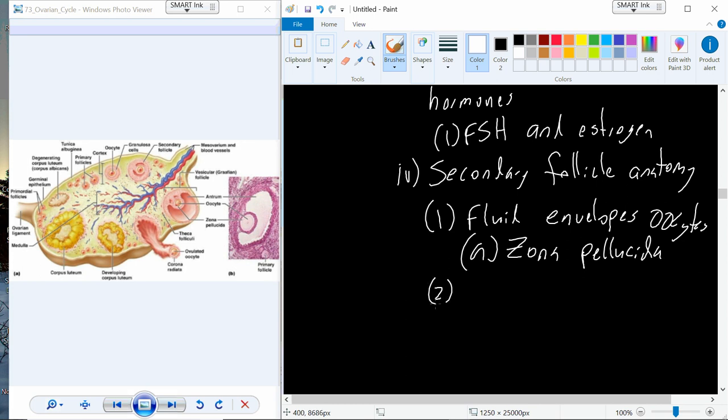Outside of the zona pellucida, immediately around the oocyte, you have the granulosa cells. And those granulosa cells, they continue to develop further. So they've already transitioned from squamous shape to cuboidal shapes. So they continue that developmental progression.